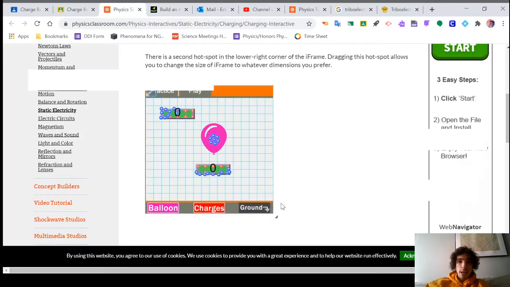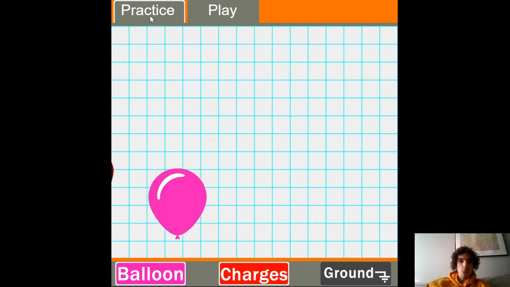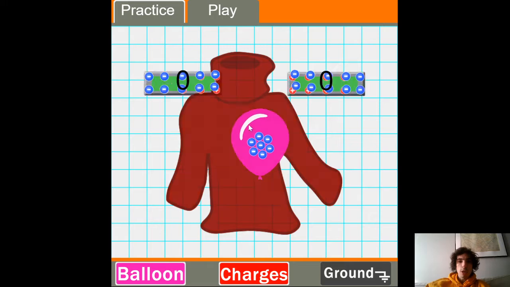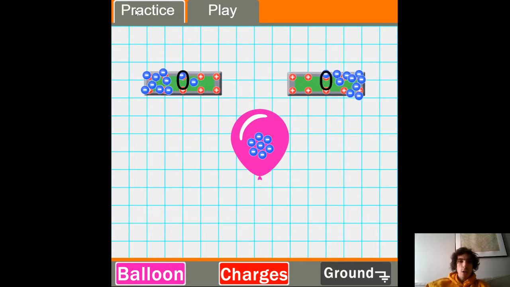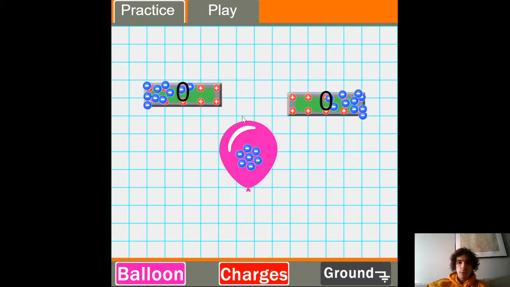So let's take a second to look back inside that simulation. First, we're going to look at triboelectric charging, which occurs at the very beginning of this simulation. So I'm going to click practice again so that we go back to the beginning. Triboelectric charging is this process of rubbing 2 objects together so that one object becomes more negatively charged, leaving the other object positively charged.